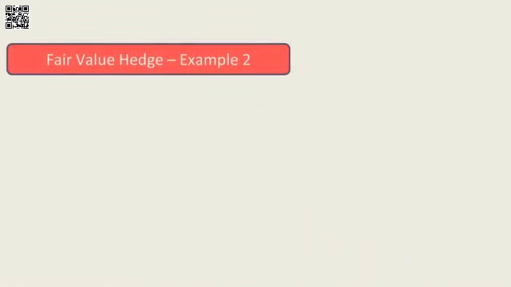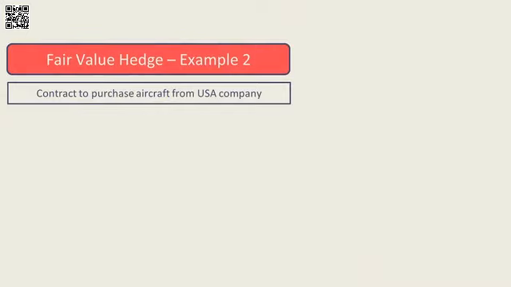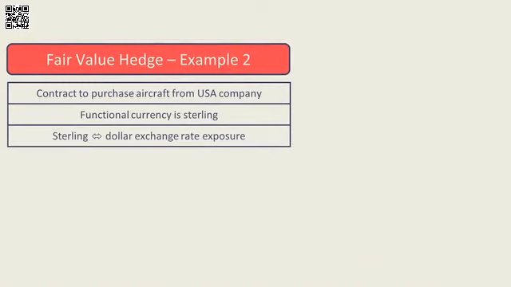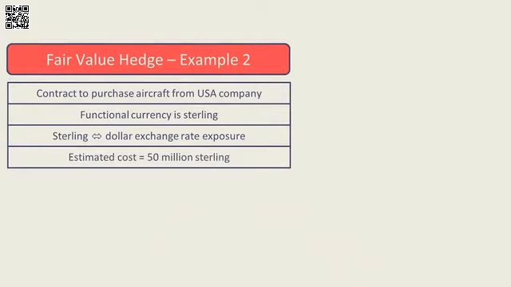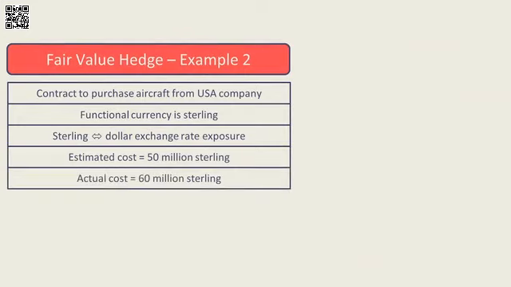Let me give you an example. We signed the contract to purchase the aircraft from Boeing in America. Now, if we were functioning in sterling, again, we would be concerned about the sterling dollar exchange rate. And let's imagine that over the year of constructing the aircraft, the exchange rate has moved. So when we signed the contract, we believed the aircraft was going to cost us 50 million sterling. But because of movements in the exchange rate, the aircraft is now going to cost us 60 million sterling. And thus, the cost of that firm commitment has actually increased by 10 million.